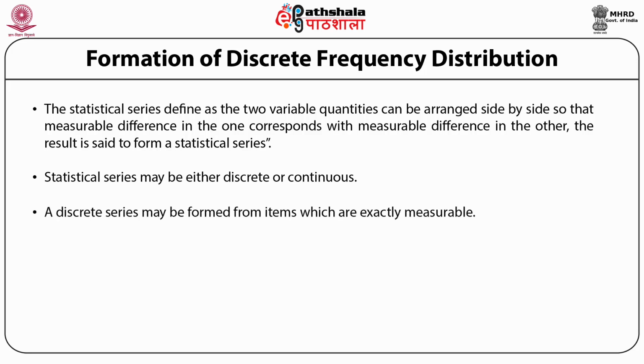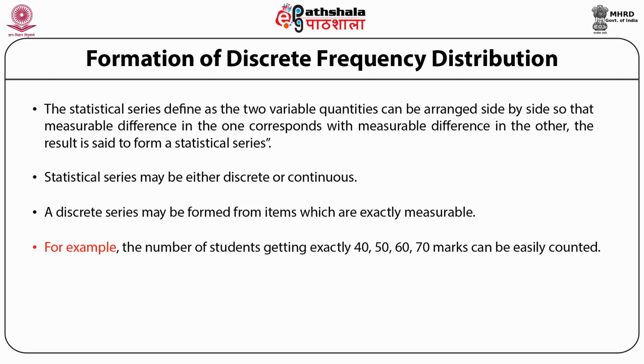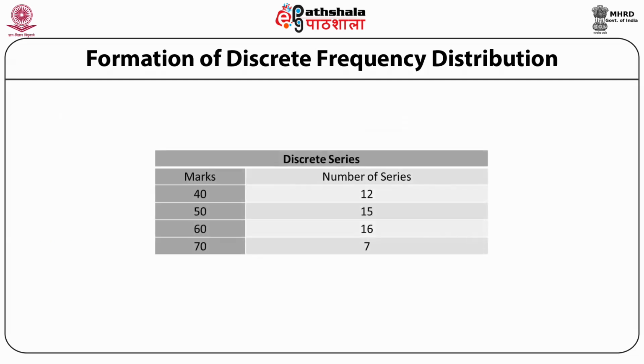A discrete series may be formed from items which are exactly measurable. For example, the number of students getting exactly 40, 50, 60, 70 marks can be easily counted, but height or weight cannot be measured with absolute accuracy. So this table shows the discrete series.